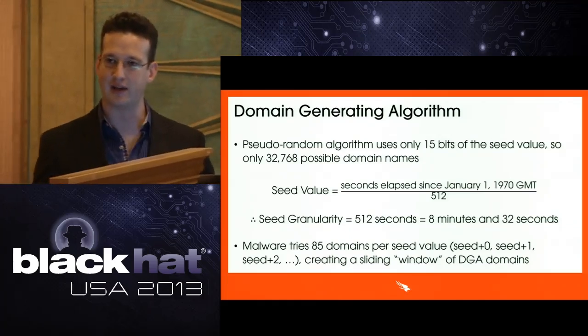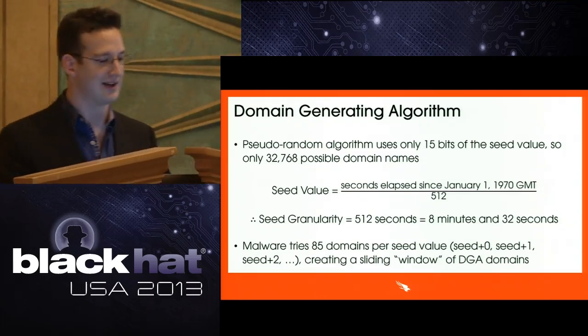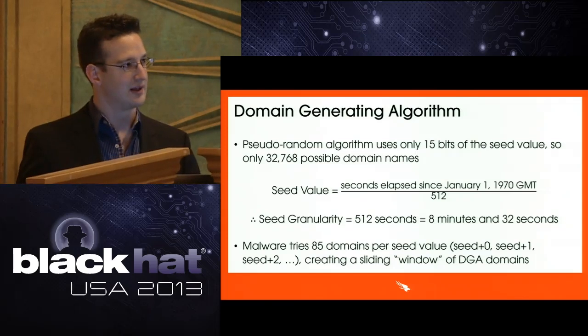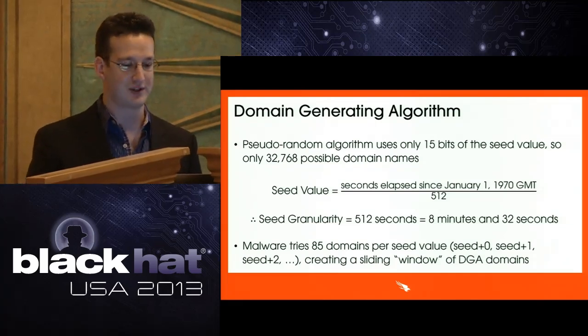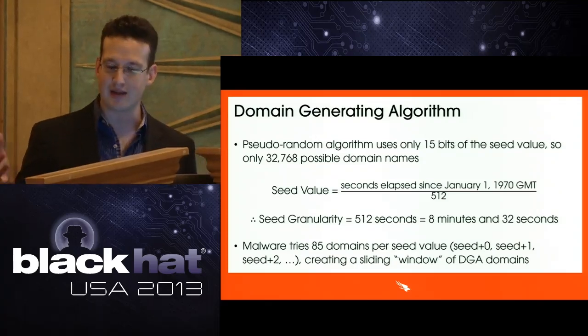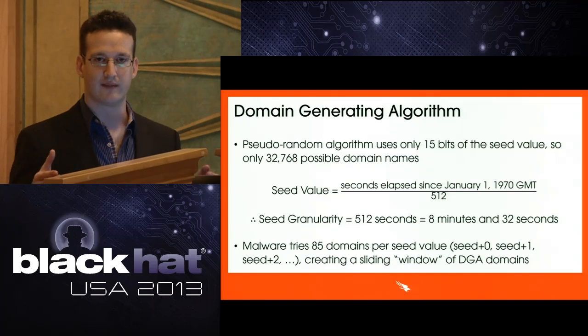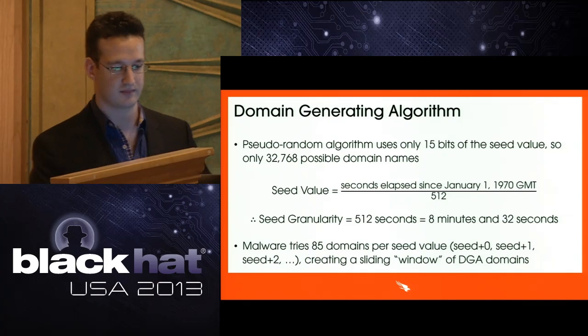The seed value is calculated using the number of seconds that have elapsed since the beginning of 1970 and divides that by 512, leading to a granularity of 8.5 minutes. And the malware tries 85 different domains per seed value, creating a sliding window of DGA domains, and that means that each domain is in this window for 7.5 hours before the window advances past that domain.